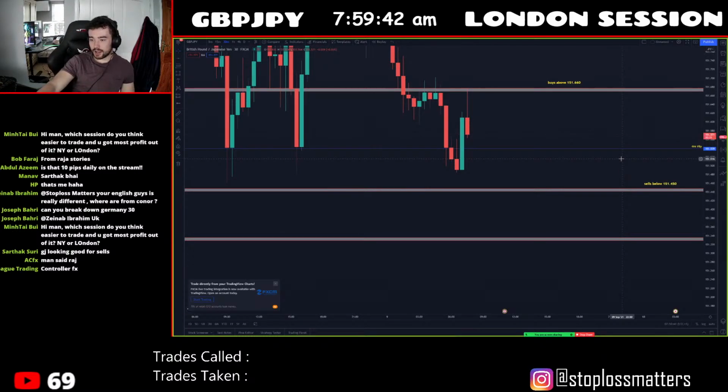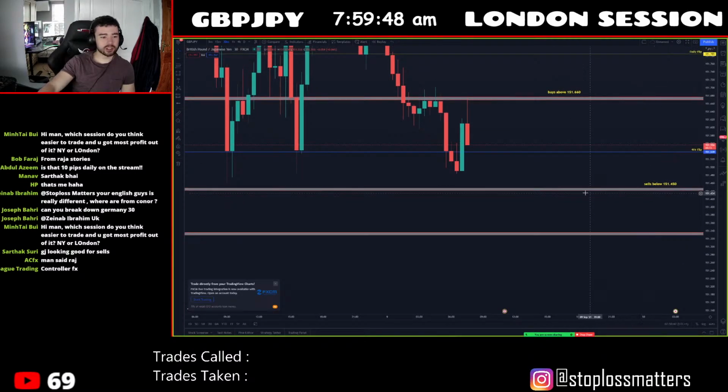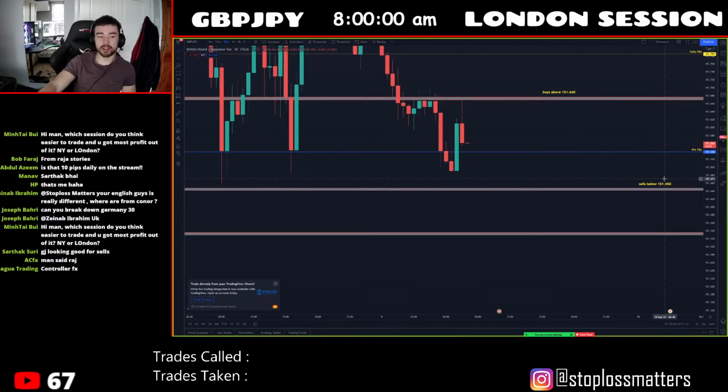GJ looking good for sales. Which session do you think is easy to trade and you got most profit out of, NY or London? It's a hard one because for me at the moment, GJ on NY has been slow and I shit you not, this past 3 weeks I've hit fucking 9 pip trades and then two break evens every day. It's so annoying. Happened yesterday, happened the day before. It really just tests your discipline. Oh, make a bigger wick than that, mate. Come on. There we go. Okay.